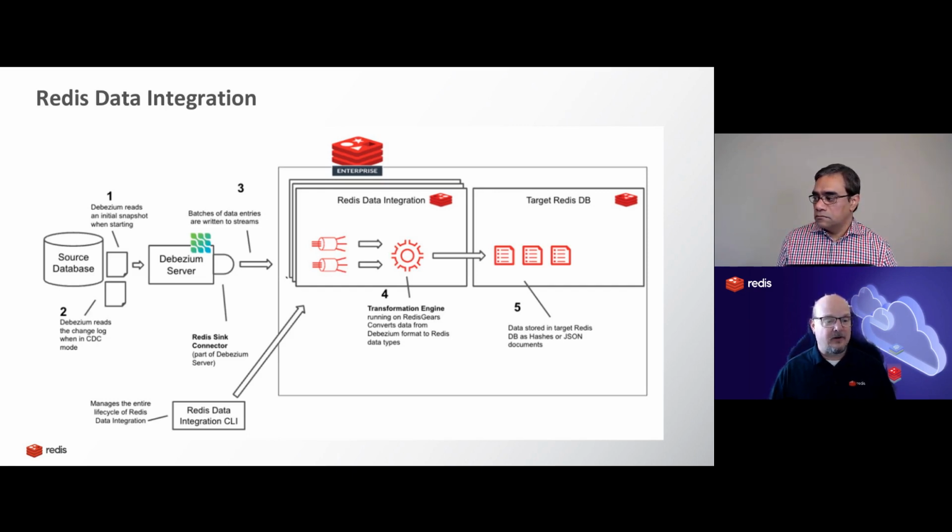Redis Data Integration runs as its own JVM, and it has Redis Enterprise components built into it, where there will be a configuration database, and it also uses Redis Gears and Redis Streams with which to populate the target Redis database. So if you're considering how you might get data from a source system into Redis, Redis Data Integration is a great way to consider doing that.